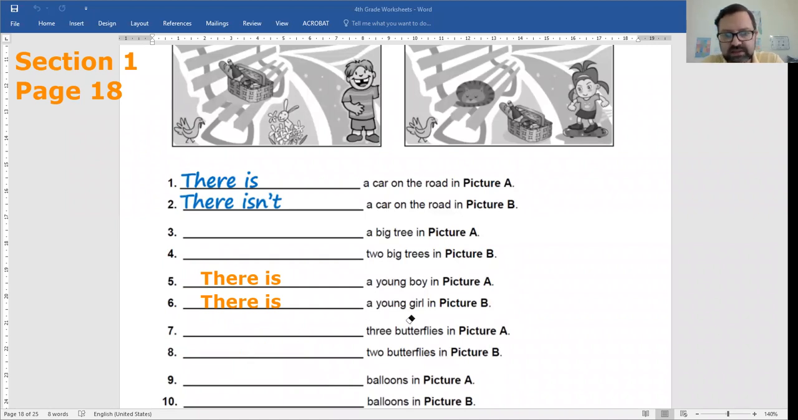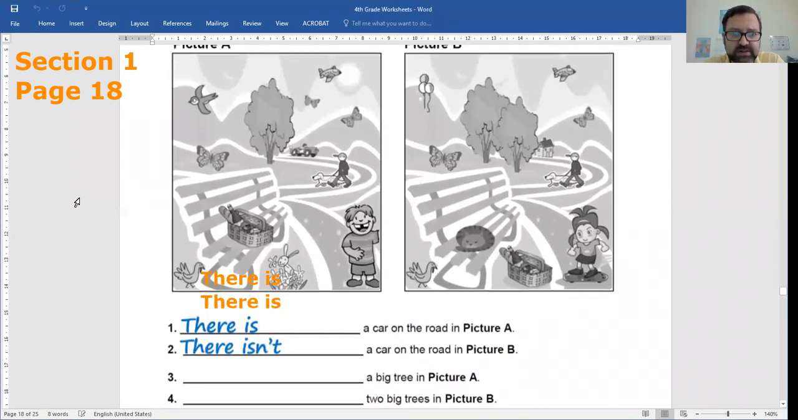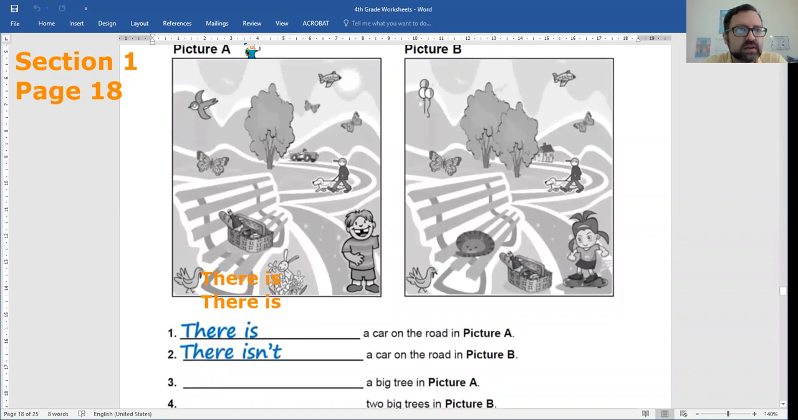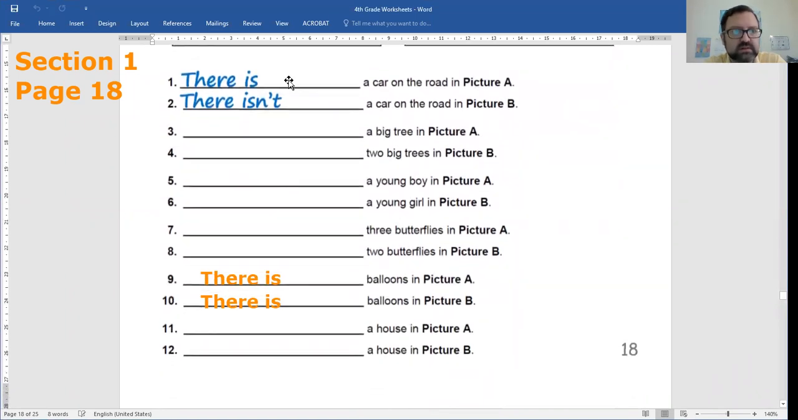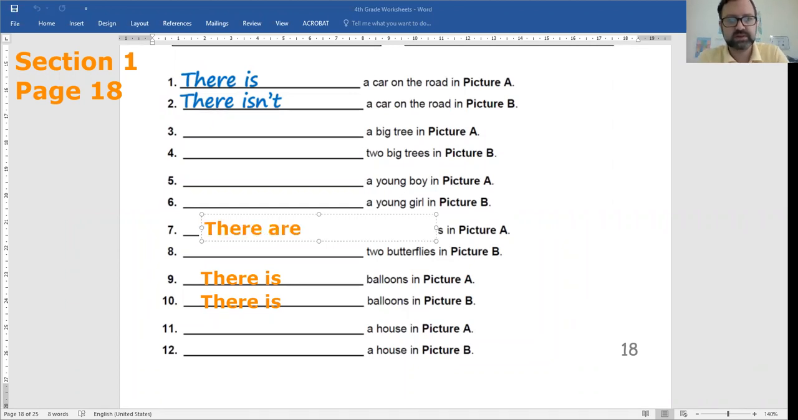Seven and eight, blank three butterflies in picture A, blank two butterflies in picture B. Seems like we are talking about more than one, so we're probably going to use are. All right, I got one, two, three butterflies here, so there are three butterflies in picture A, and there are two butterflies in picture B. Oopsie, I'm getting my lines confused here. All right, there are, and there are. There are three butterflies in picture A, and there are two butterflies in picture B.